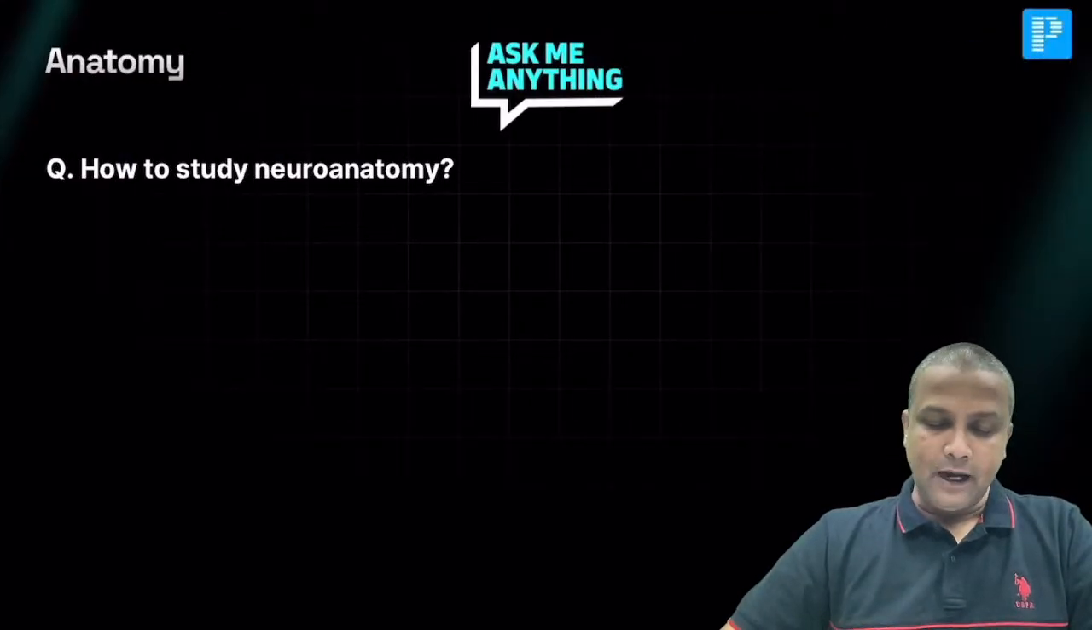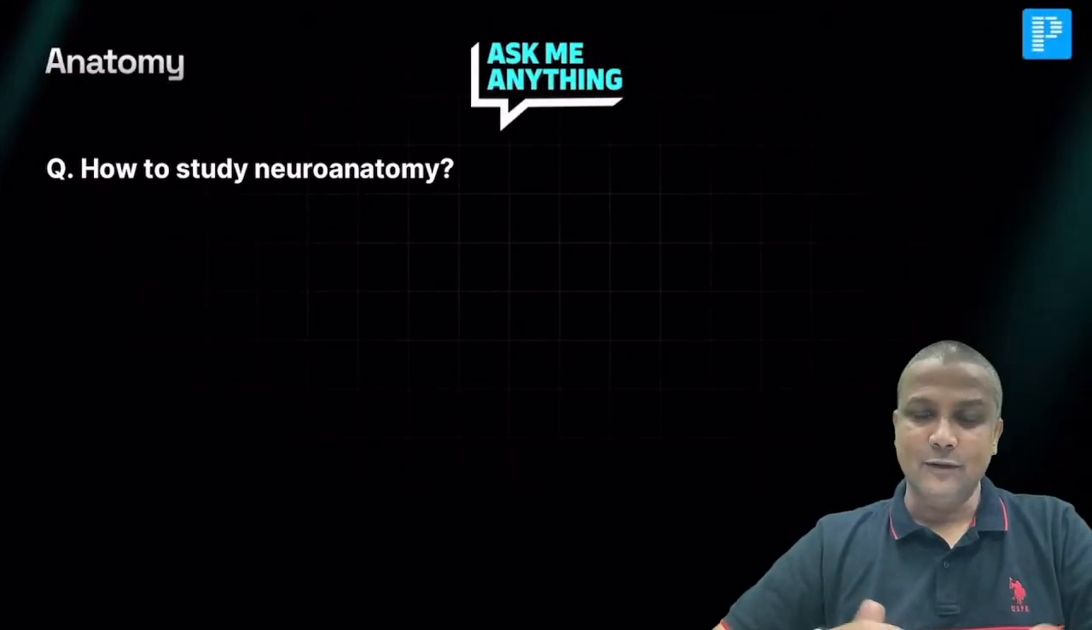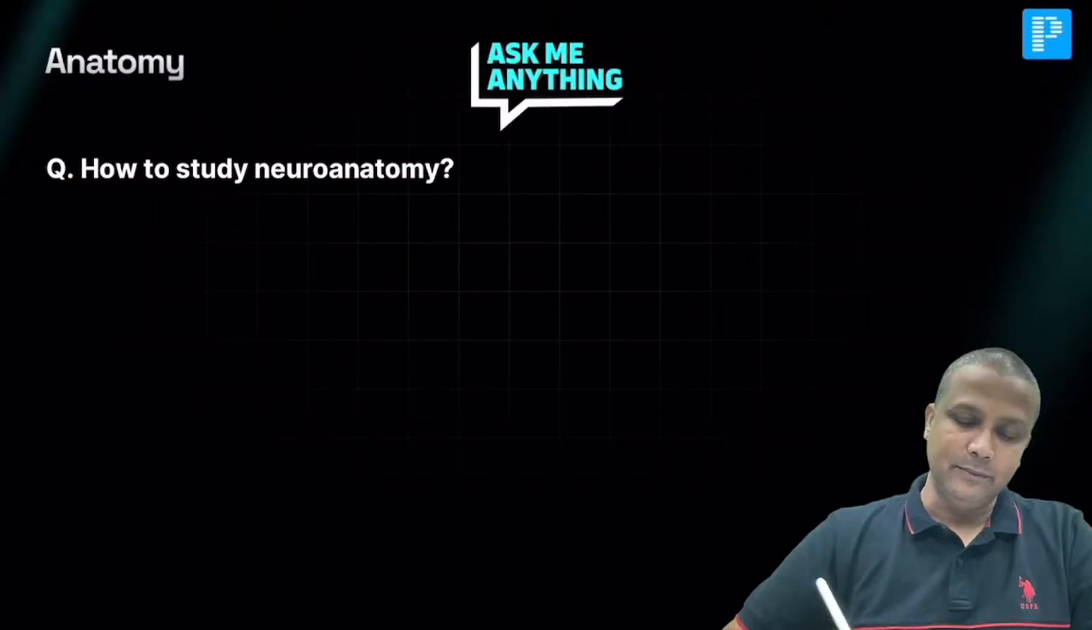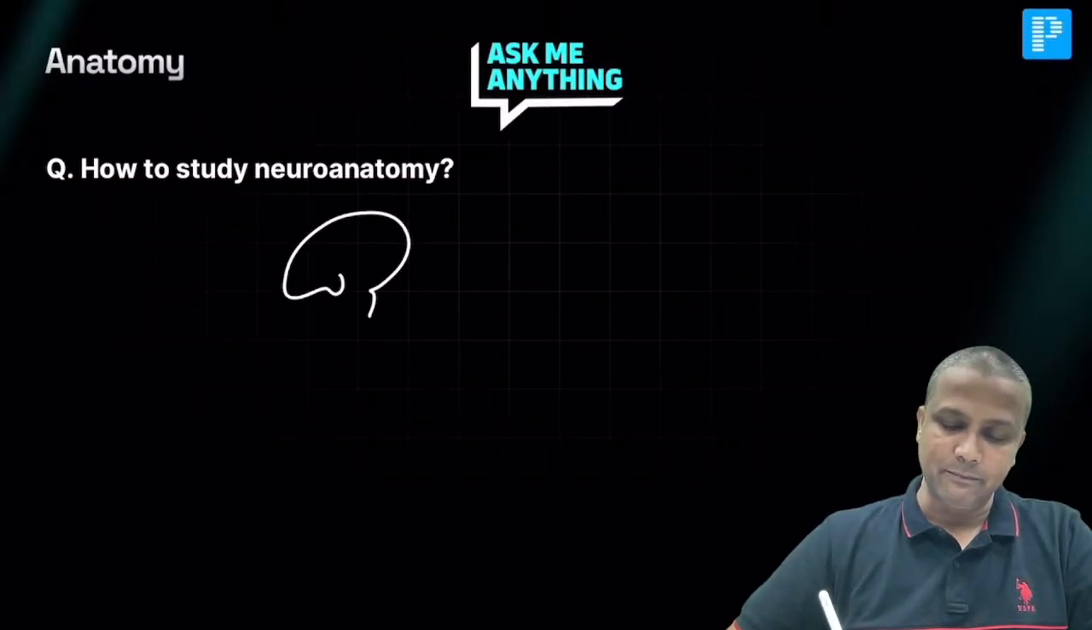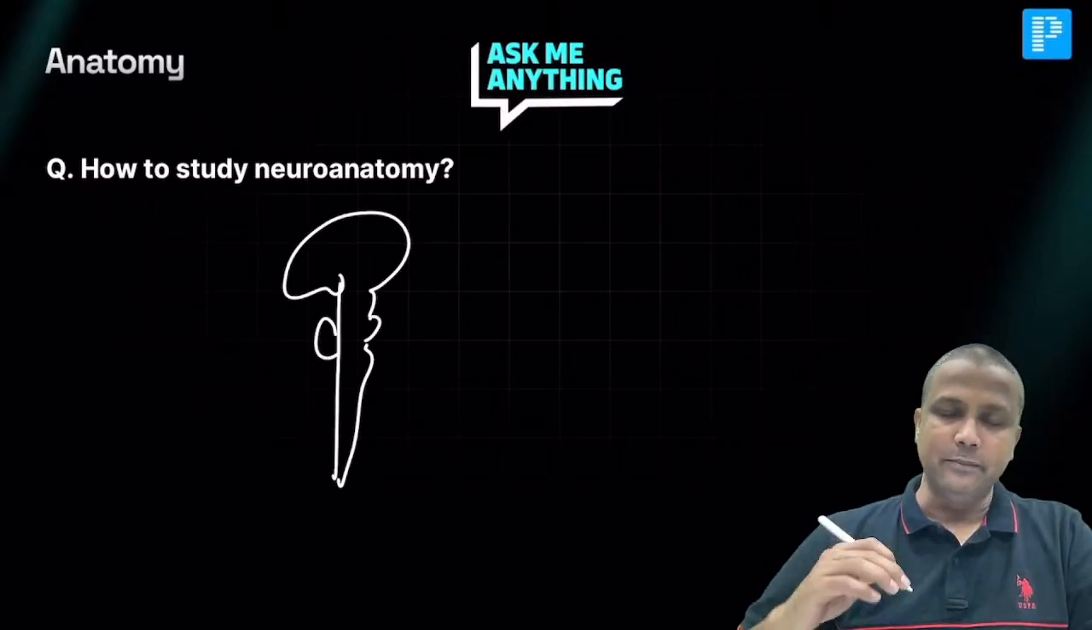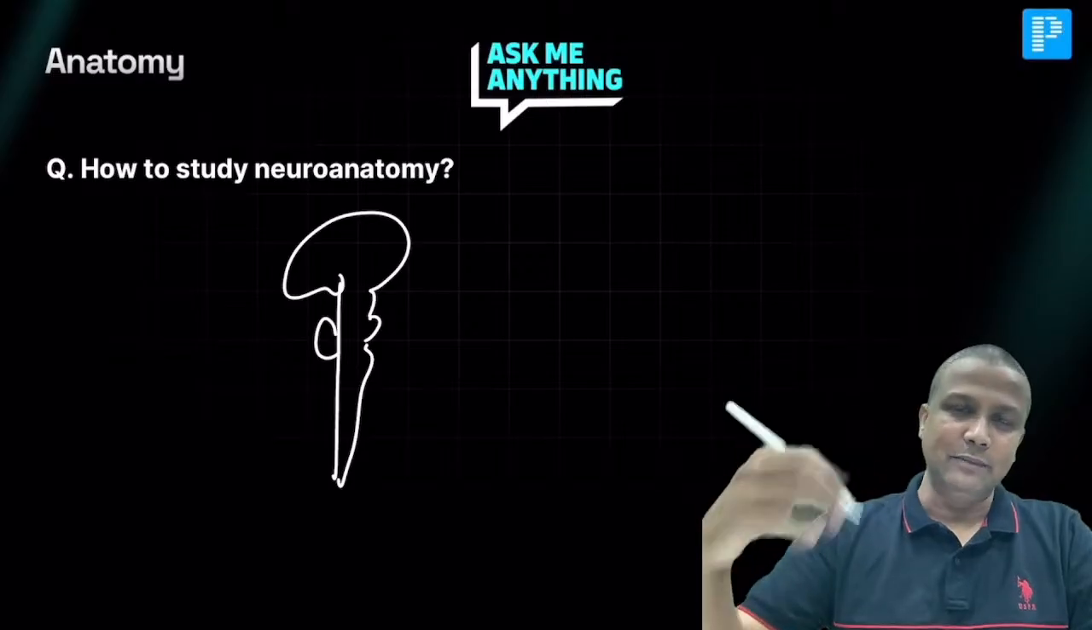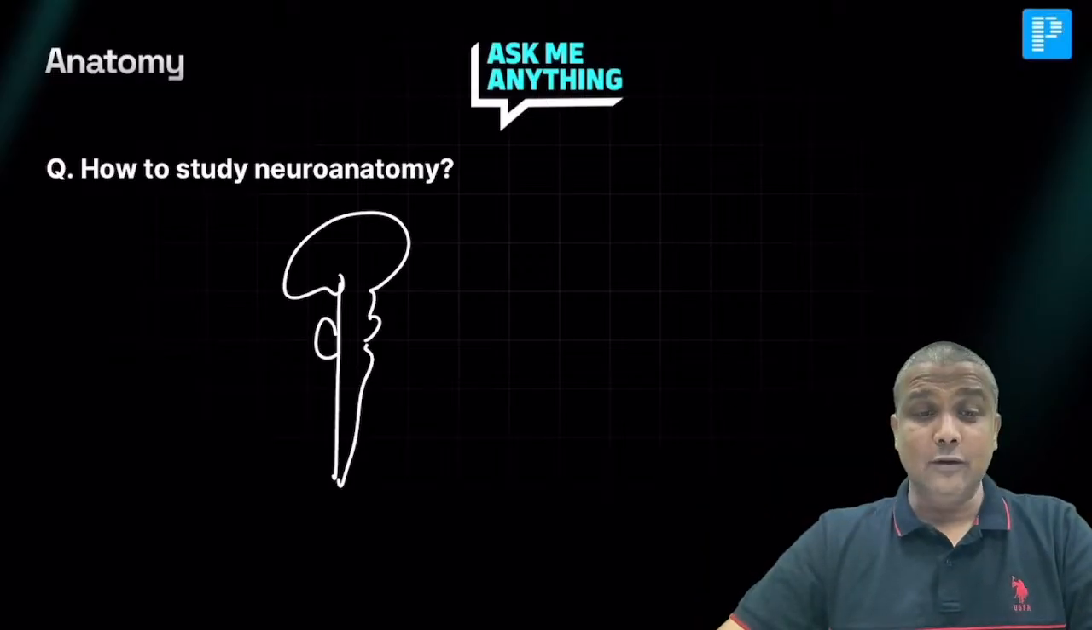Next one. How to study neuroanatomy? I think just now I told you in detail. The approach will be, yes, start from below: the spinal cord, the brain stem, the gray matter, the white matter, then the cerebellum. I told you just now about how to learn neuroanatomy in detail.